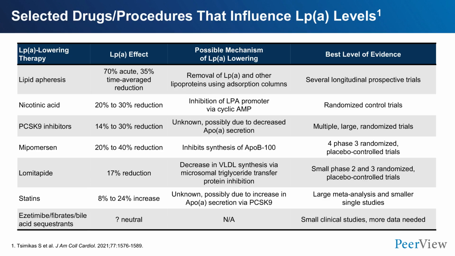PCSK9 inhibitors are not approved for this, but have been shown to lower Lp(a) by 14 to 30%. The mechanism is not totally sure, maybe decreasing the secretion of ApoA, and I'll show you trials about that. Mipomersen is a drug that's been taken off the market. It inhibits ApoB100 and lowered Lp(a) by up to 40%, but again, it's off the market. Lomitapide has a modest reduction, nothing dramatic. It decreases VLDL synthesis, as I told you before.